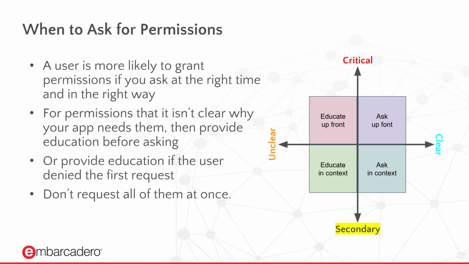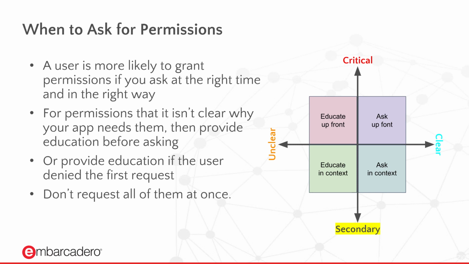But maybe your application occasionally might take a photo, right? So it's a note-taking app, and occasionally you might want to attach a photo to that note. That photo permission would be a secondary permission in that situation, because the user might use that app forever and never take a photo, so you don't need to ask them for that permission right away.